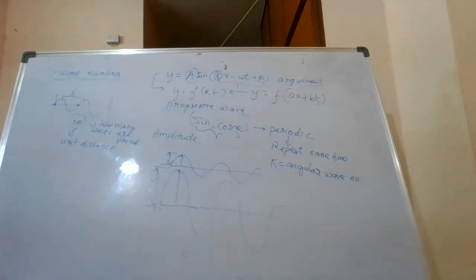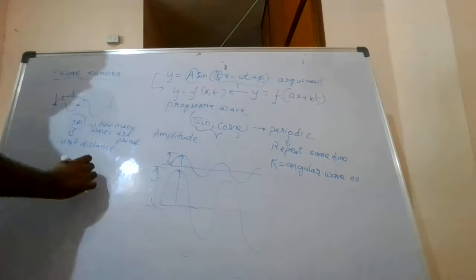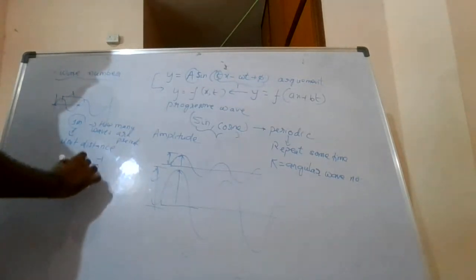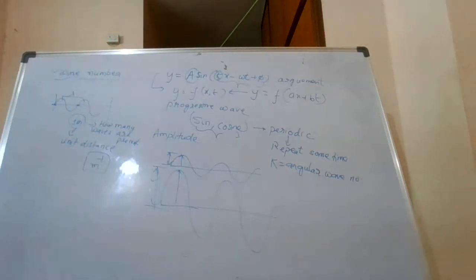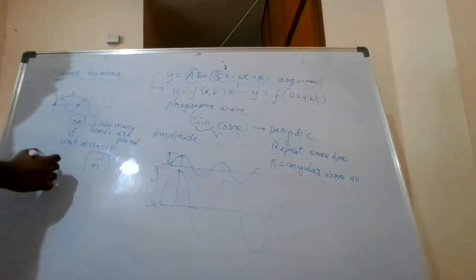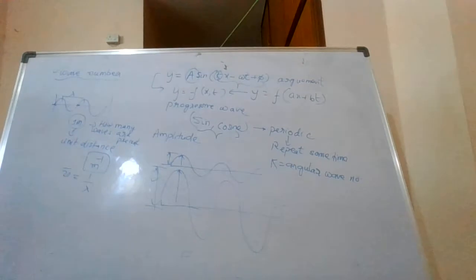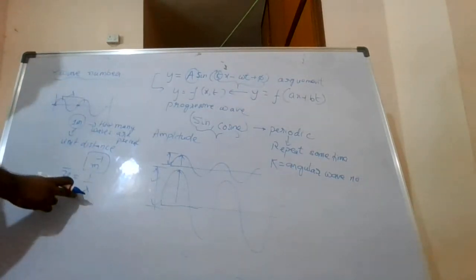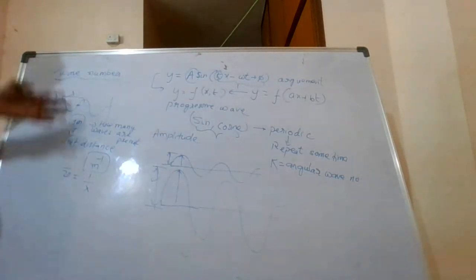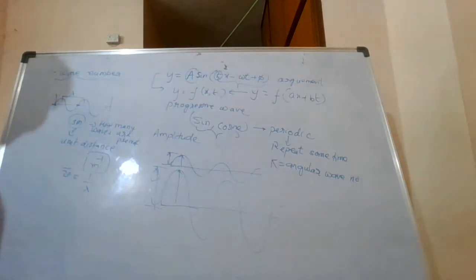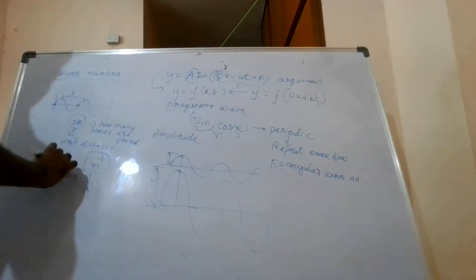What is the unit here? It is meter inverse. How do you write wave number? Suppose μ̄ is equal to 1 upon lambda. 1 has got no unit. Lambda is measured in, what? Wavelength, no? So 1 by meter, so meter inverse. So this is about wave number.